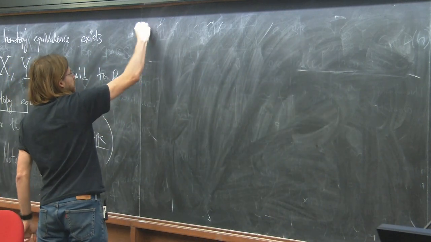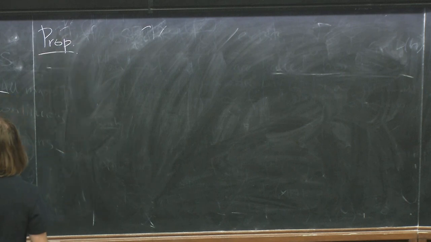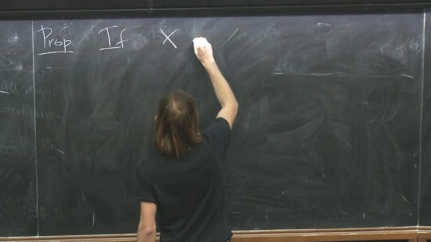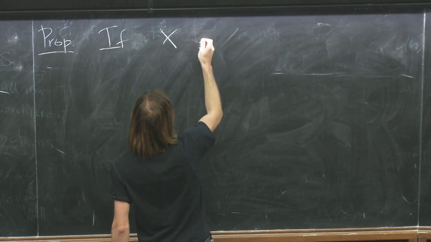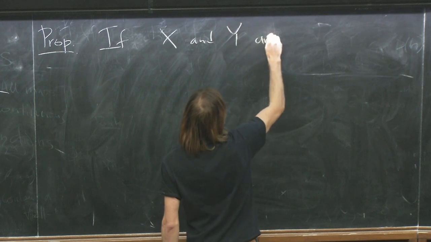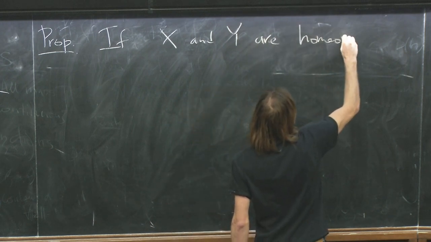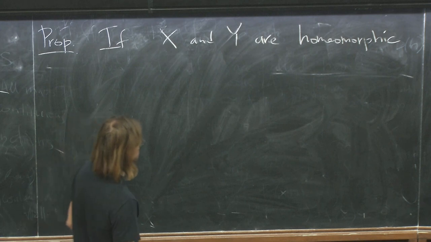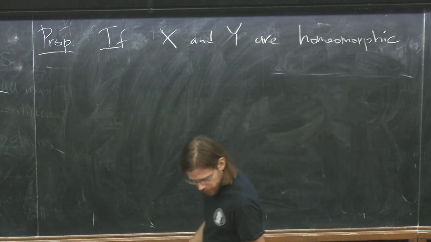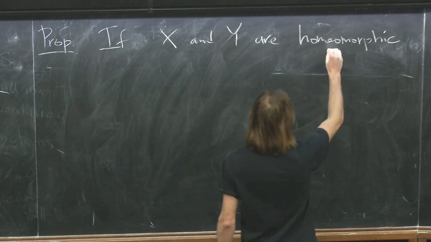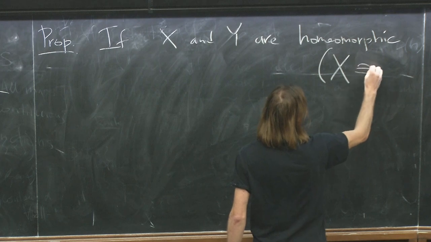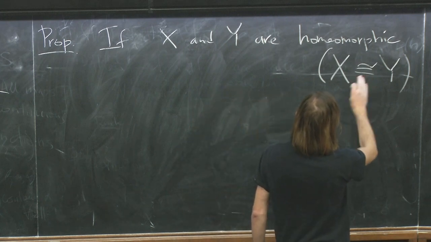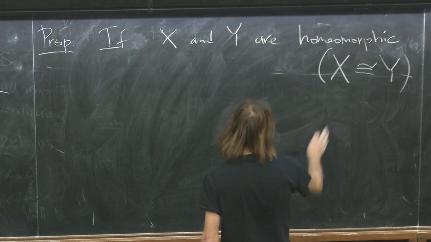And okay, let me state the following almost obvious proposition: if X and Y are homeomorphic, so this is a notion which you had in the course of general topology. I'm not sure what notation you were using there, but let me use this symbol to denote that the spaces are homeomorphic.